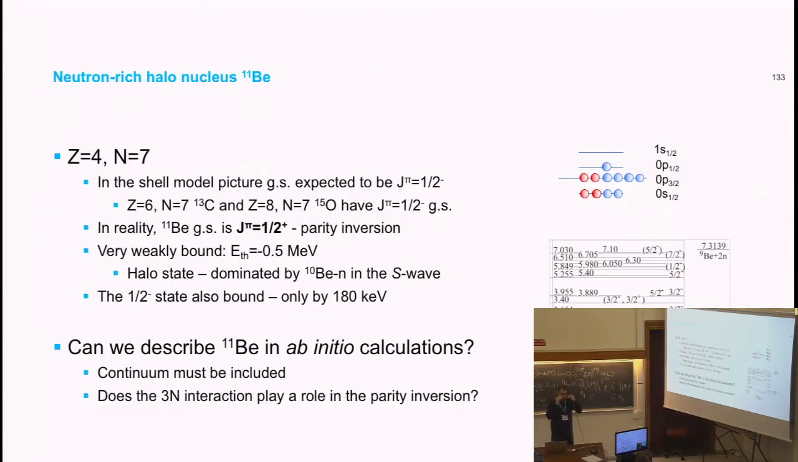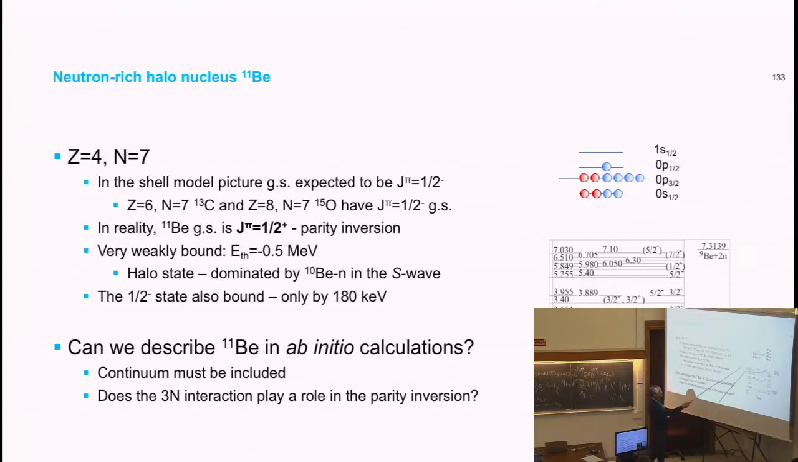You may be familiar with beryllium-11, which is a very interesting nucleus. Why is it interesting? Because there is something called a parity inversion in its ground state. This has been known for like 50 years, and the question is how we understand it theoretically. What it means is that this is a nucleus which has 7 neutrons and 4 protons.